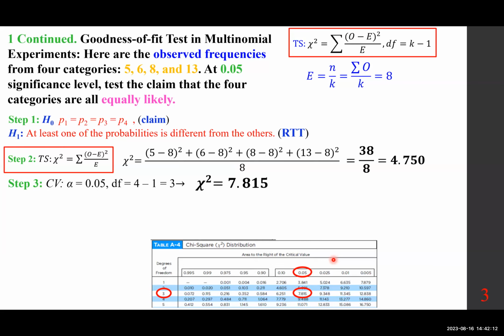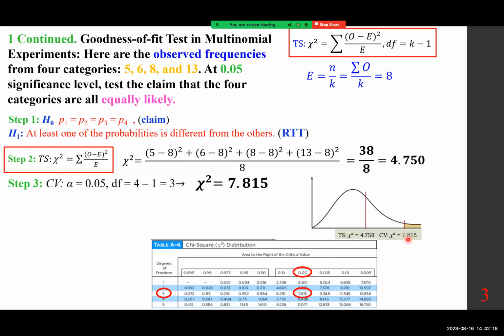If we do the drawing, here's the critical value, 7.815, from the table or technology. Here's the test statistic, way into the non-rejection region. Therefore, we are not rejecting H0, or we fail to reject H0.